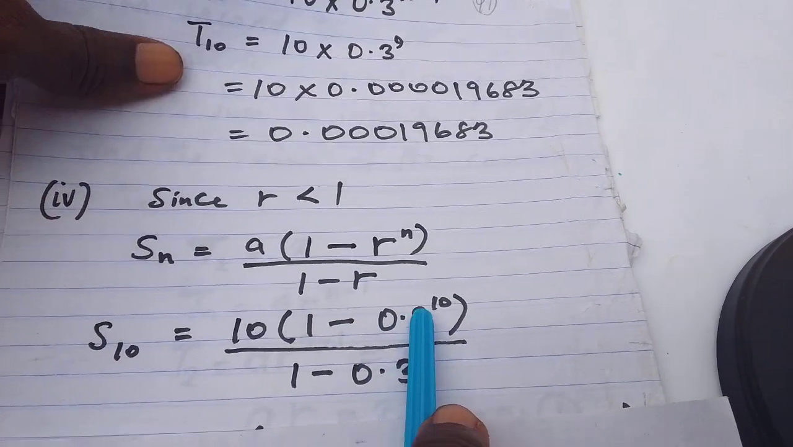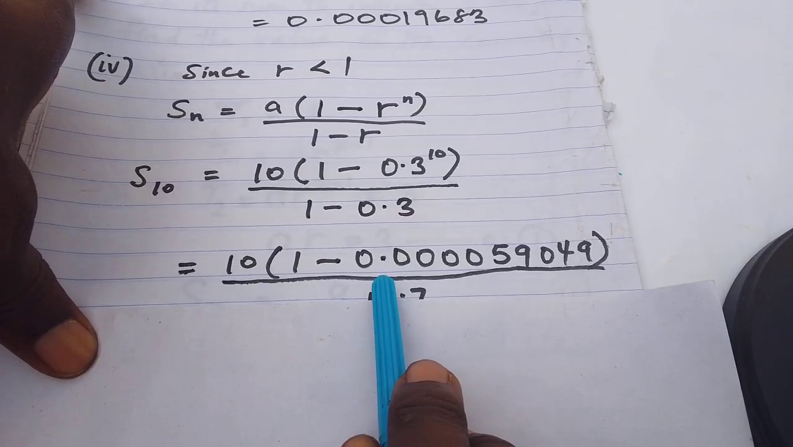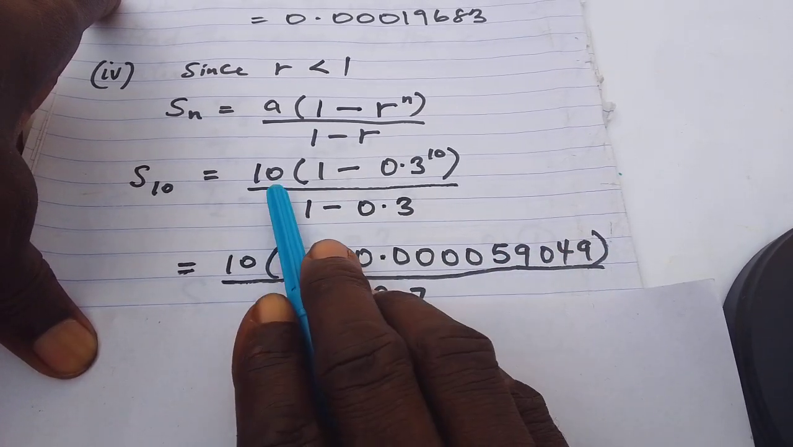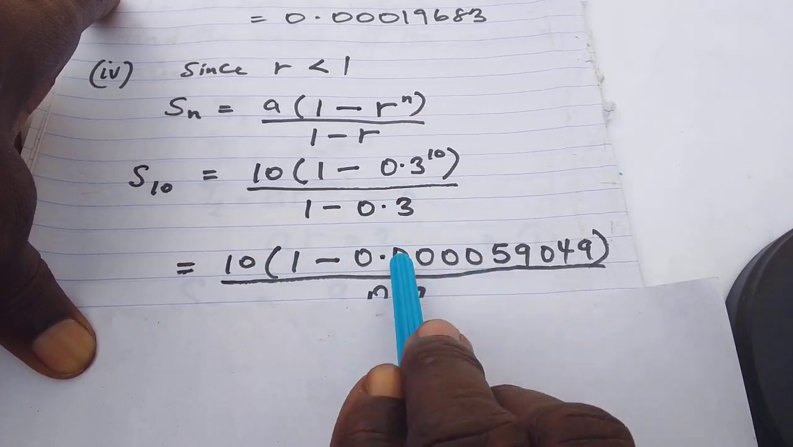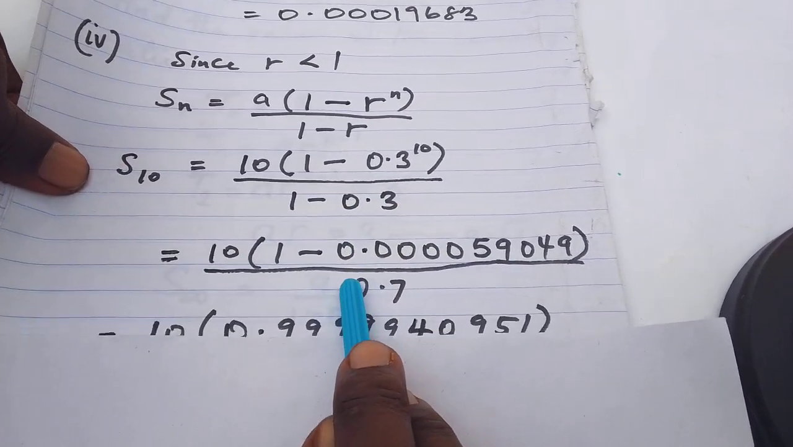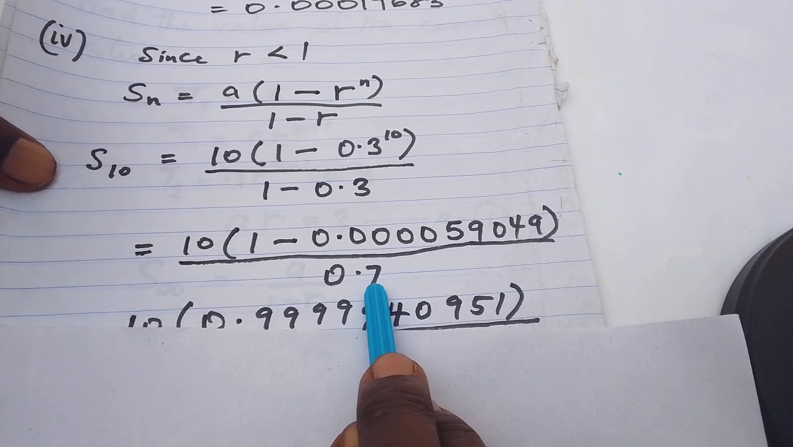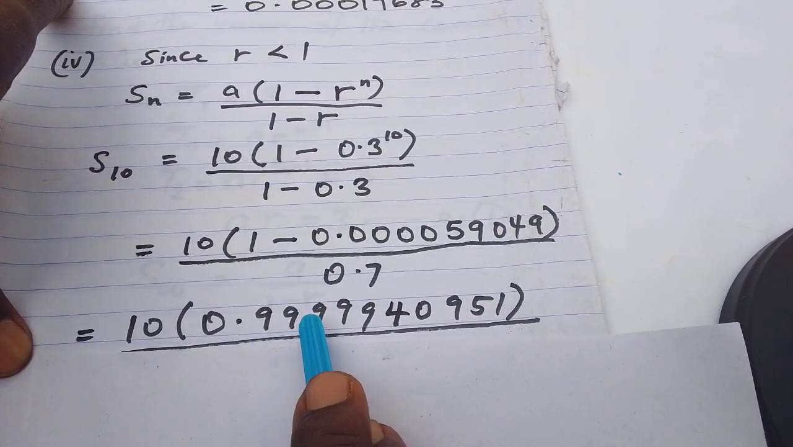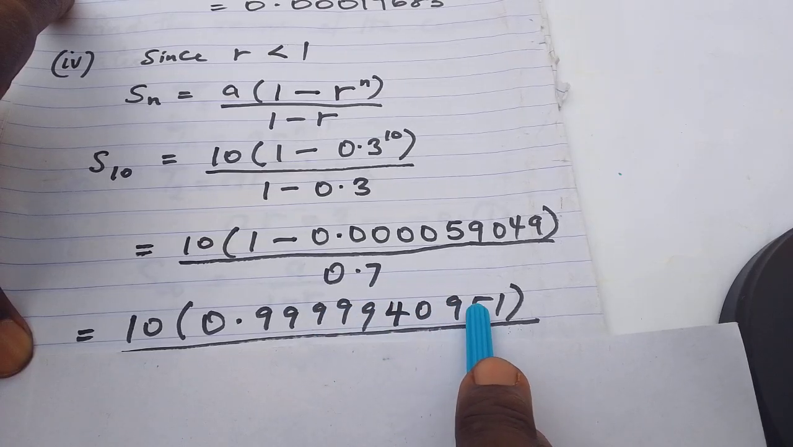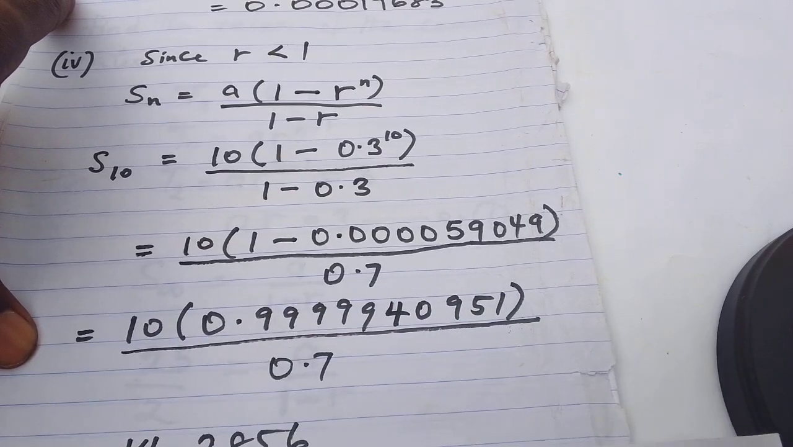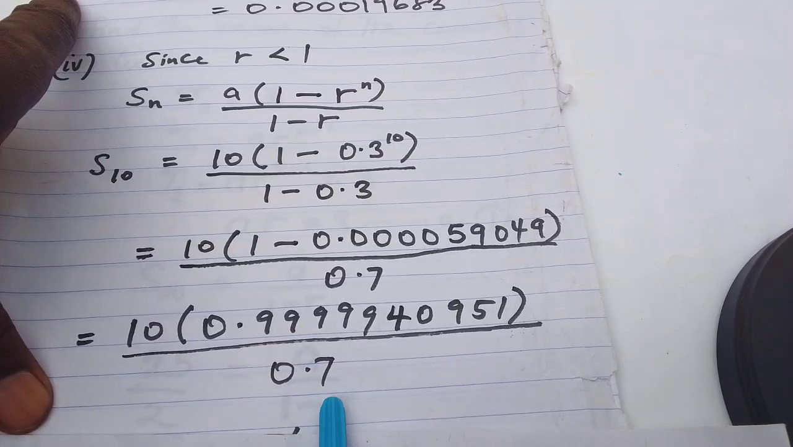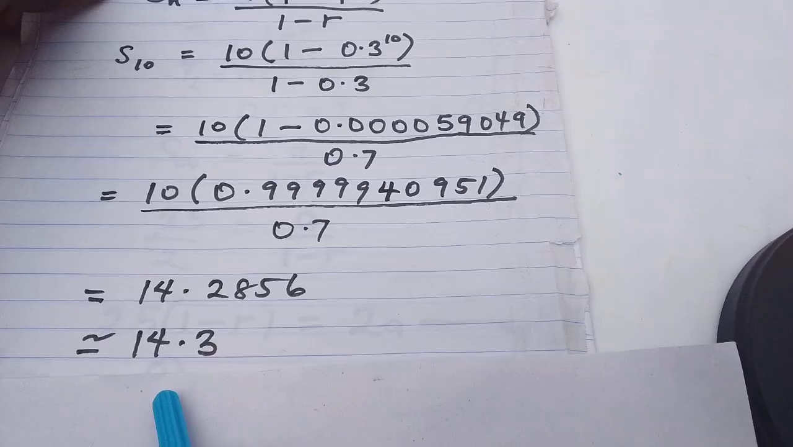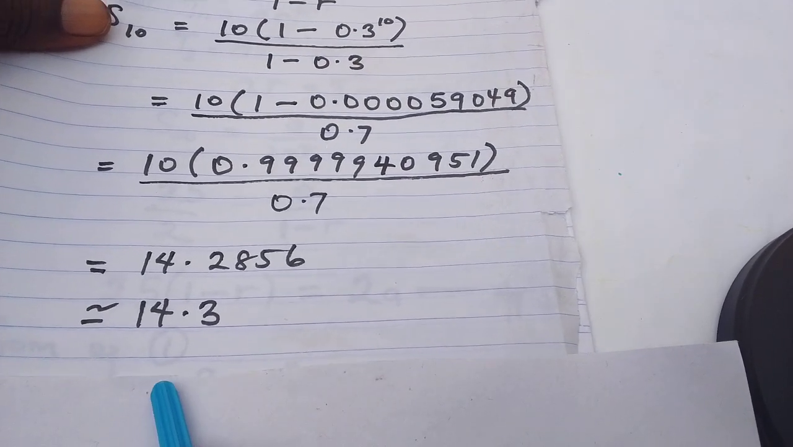So what is 0.3 raised to power 10? It should give us 0.000059049. Then you have 10 into bracket 1 minus this, over 1 minus 0.3, which is 0.7. When you subtract, 1 minus this will give us 0.999940951. If you multiply this by 10 and divide by 0.7, you are going to have 14.2856. So to one decimal place, you are having what?